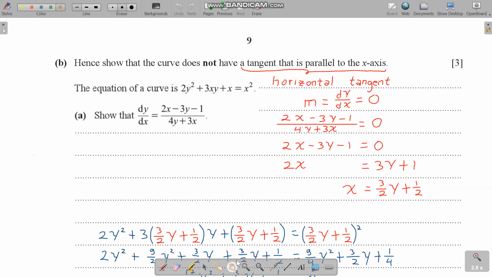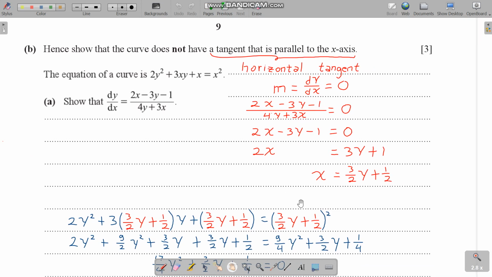Now for b, show that the curve does not have a tangent that is parallel to the x-axis. The x-axis is a horizontal axis. Parallel to the horizontal axis, we have a horizontal tangent. So the tangent of a horizontal line, the gradient is 0, and gradient is dy/dx. From the previous part, dy/dx is this expression. So we are solving this fraction equals 0.